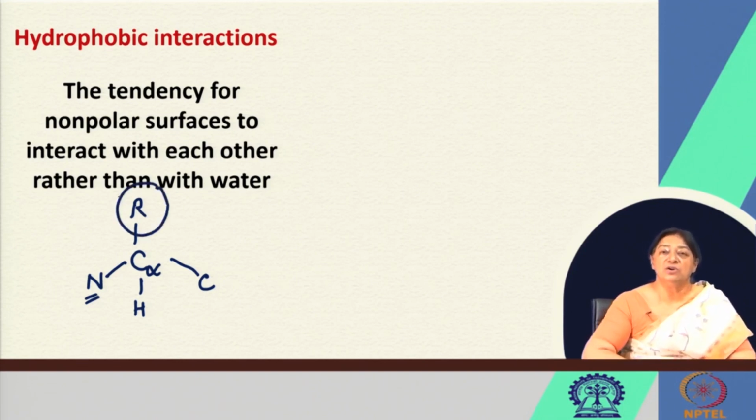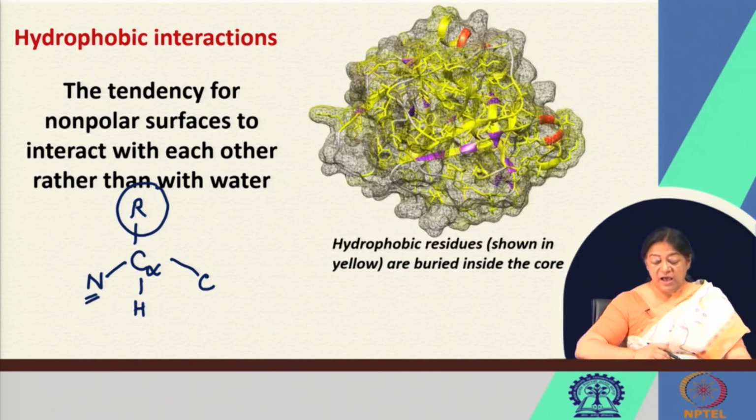So, if this R group happens to have carbon and hydrogen in it, then the interactions between them, no electrostatic interactions are possible, no hydrogen bonding is possible because the side chain does not have an oxygen or a nitrogen. So, what happens is we have these hydrophobic residues that, interestingly for the globular proteins, as would be expected, would tend to remain away from the surface of the protein.